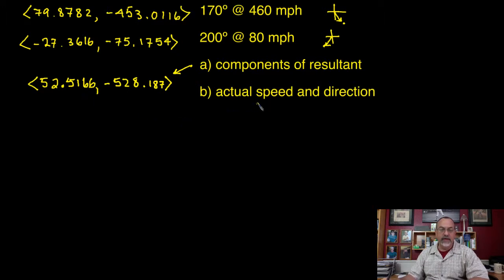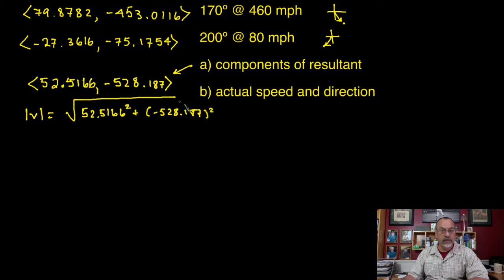Now, to determine B, I need to find the actual speed, which is simply the magnitude of this vector. So the magnitude of the vector, you remember, is simply the square root of the a component, 52.5166 squared, plus the b component, negative 528.187 squared. And so we'll make that calculation, and that will give us the speed of the airplane. So that gives us a resulting speed of 530.79 miles per hour. So the magnitude of this vector is 530.79 miles per hour.